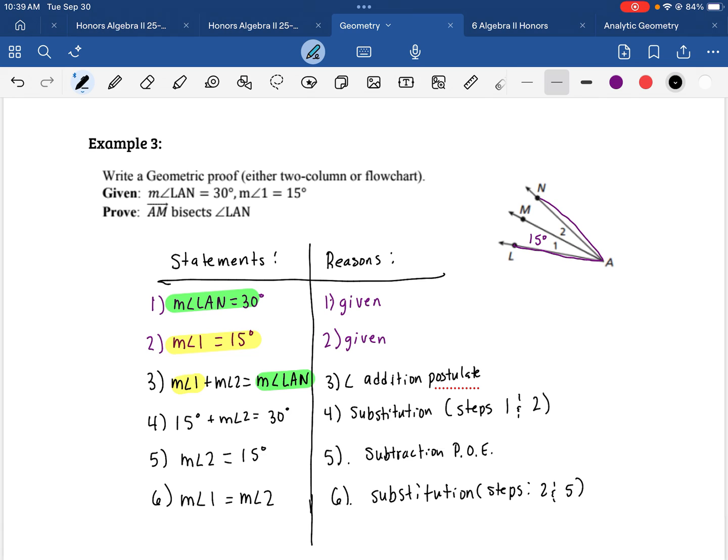And then because we know that those two angles that add up to equal one angle are exactly the same, we can say that ray AM bisects angle LAN. And that is by the definition of an angle bisector.